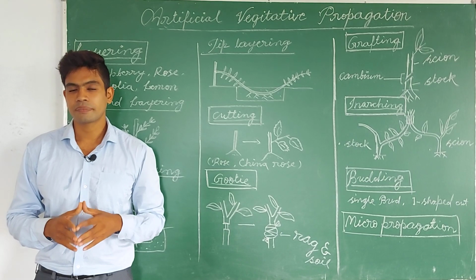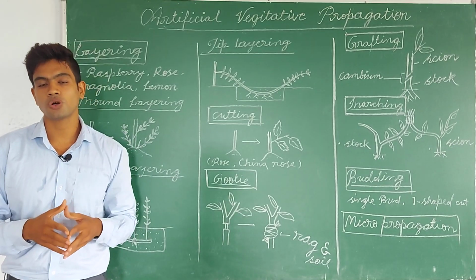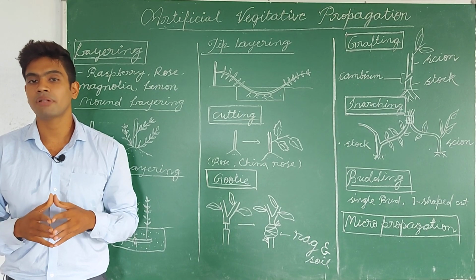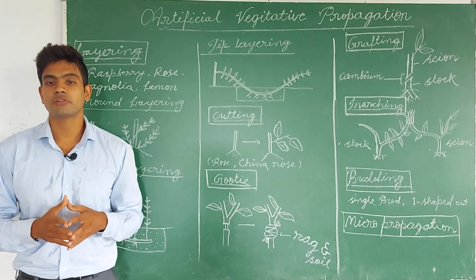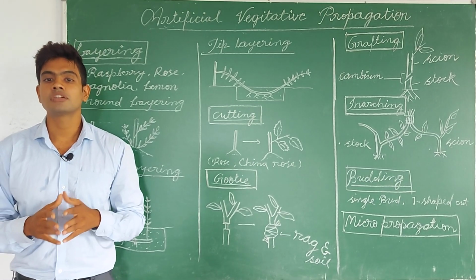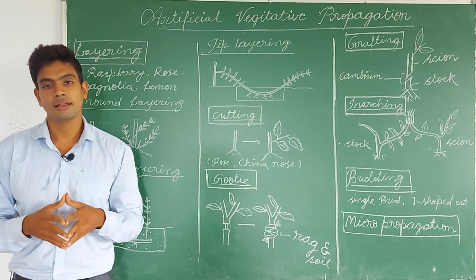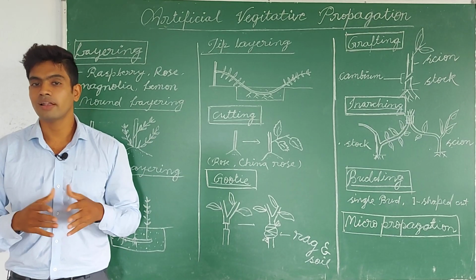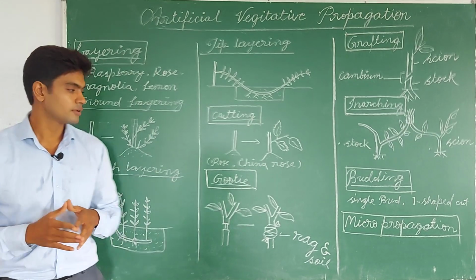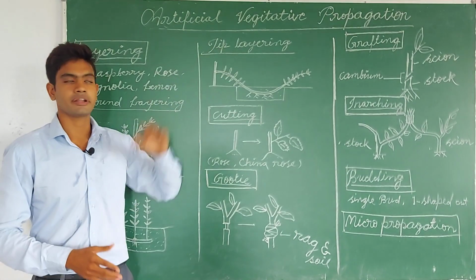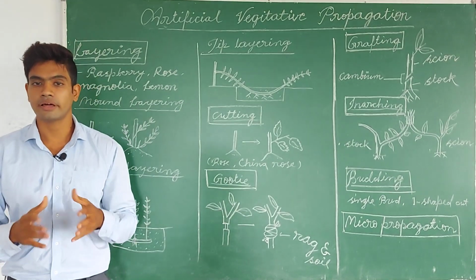Layering is nothing but the development of roots on the stem or branch while it is still attached to the parent plant. This kind of artificial vegetative propagation is done in plants like rose, magnolia, lemon and raspberries. There are 3 types of layering, which are mound layering, trench layering and tip layering. Let's see what is mound layering.